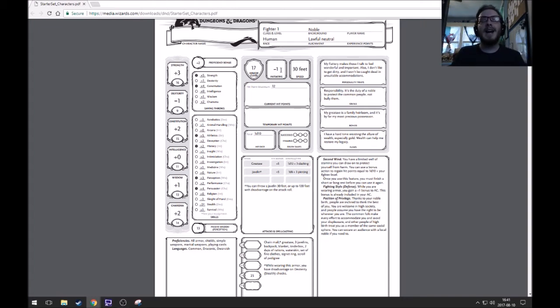Initiative, this is how quickly you react to combat. So at the beginning of each combat, you roll your 20-sided die and you add your initiative score. So in this case, it's a 1. So I roll, I get a 7.